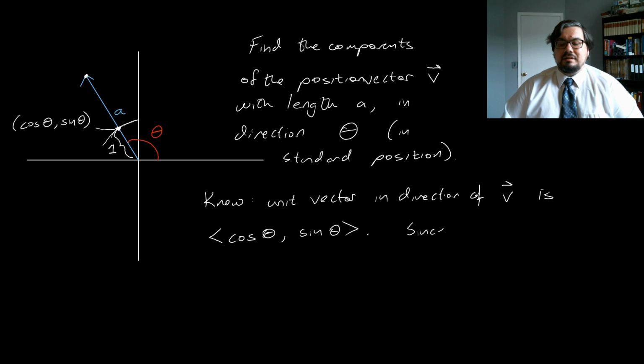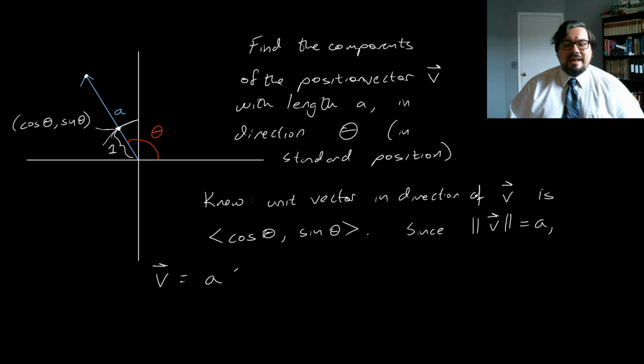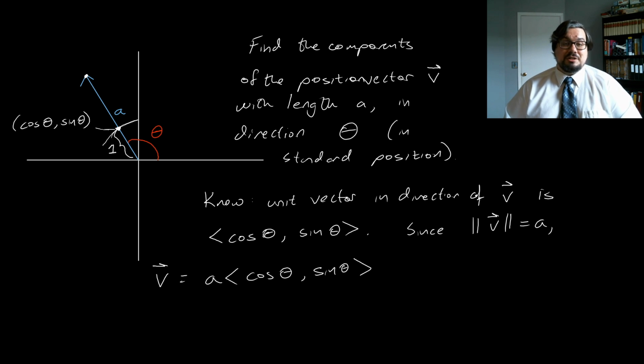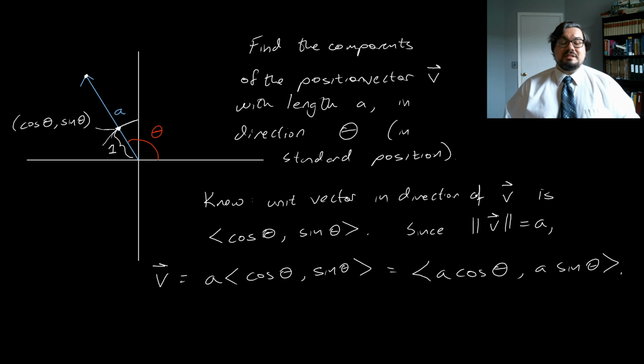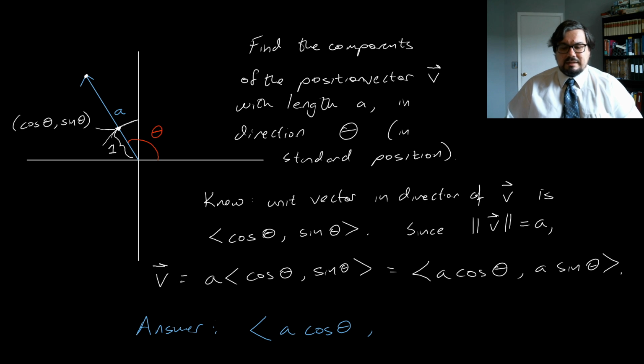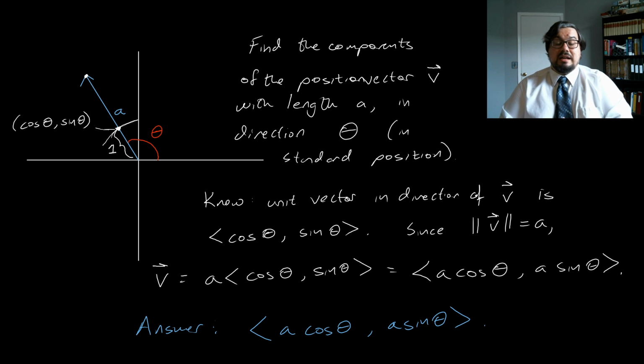So, since the magnitude of v equals A, that means that v is A times the unit vector in the direction of v, because this will be a vector in the same direction as v, but with length A. Therefore, it will be v. So it will be A cosine theta, A sine theta. So this turns out to be quite useful to us. The answer to the question of what the vector is with a length of A in the direction of theta in standard position is A cosine theta, A sine theta. This winds up being quite useful to us. Let's see how we can use this in an application type problem.